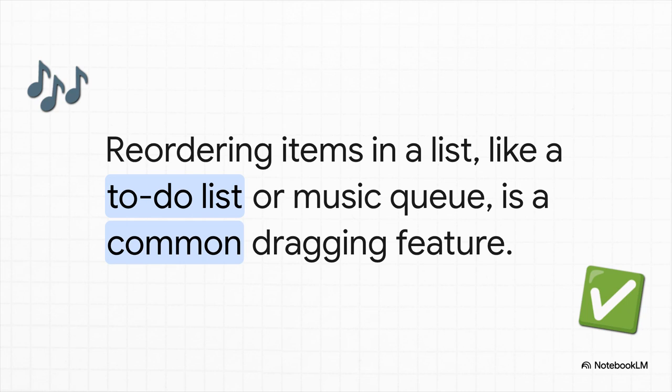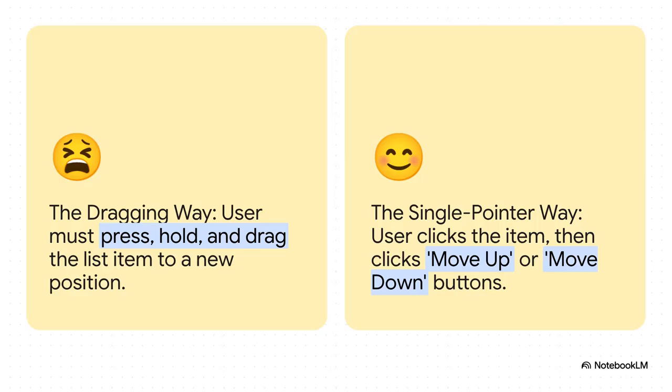Let's start with a classic example, something you see all the time, sortable lists. Reordering your to-do list or shuffling your music queue. The default way to do this is almost always dragging and dropping. But instead of making someone do that awkward press, hold, and drag dance up a long list, there's a much better way. Just let the user click the item. That simple click can bring up move up and move down buttons. That's it. One tap to select, one tap to move. It's clean, it's precise, and anyone can do it.